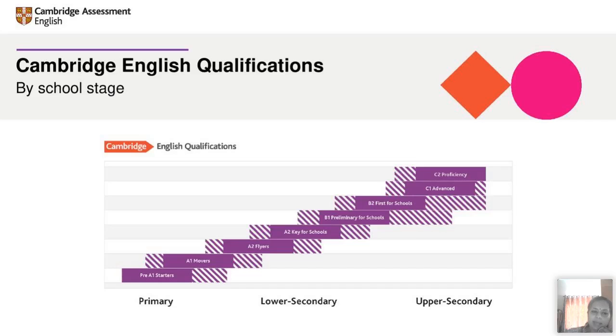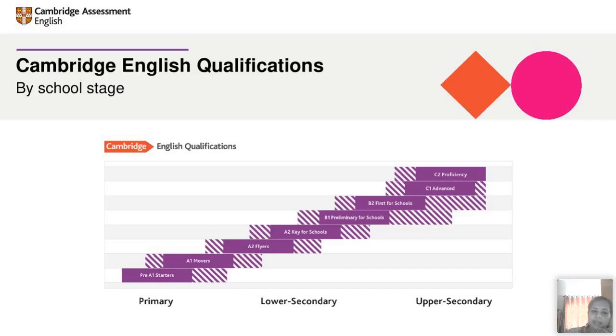It is more aimed at children who are just starting to speak the language, more comfortable in the mother tongue or any other language, just starting to speak in English language. And then we move on to the A1 level, which is the basic level, which is movers. Then the A2 level, which is flyers.